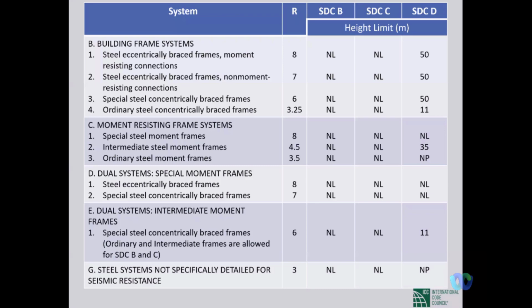But we can design structures for SDC C for seismic zone 1 and 2, and in very special cases in seismic zone 3, or if we design structures according to seismic design category B, which is basically only in seismic zone 1 we can do that. In those cases, we can design steel structural systems not detailed for seismic resistance. So this is very important information, and the chapter begins with this almost.